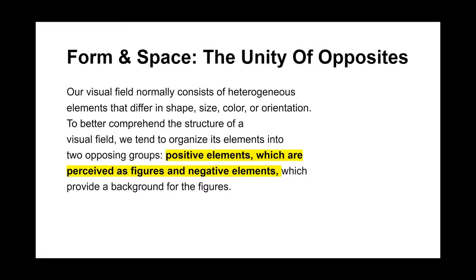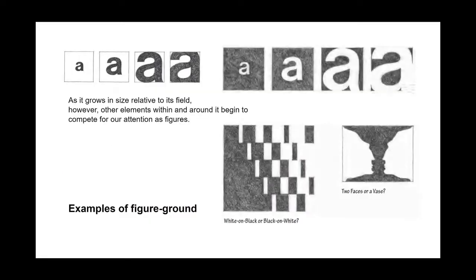So positive elements are the things that take up the space, and the space itself will be your background or your base design for any elements that would take form. Okay, so as it grows in size in its relative field, other elements begin to compete for its attention as figures. For example, with this first element, you have a lot of negative space. Therefore, it directs your eye to that positive element, which is taking form.